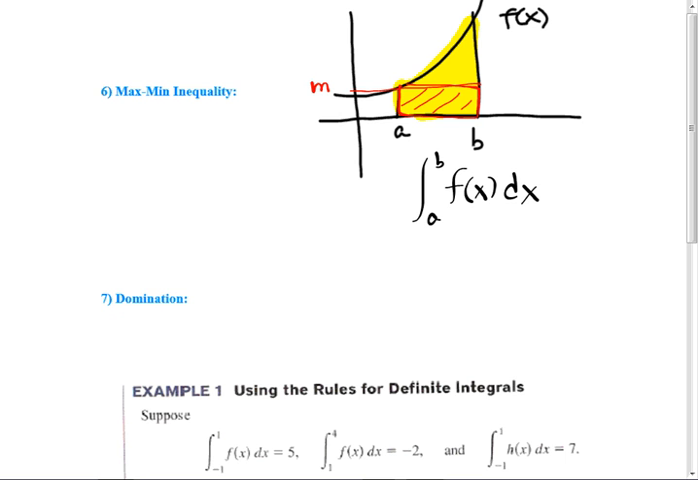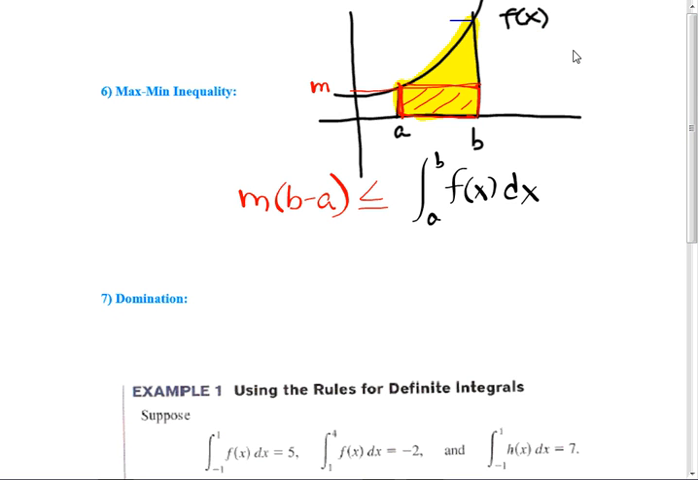The yellow is bigger. So I'm going to get an inequality. That's bigger than, what is that area? How do you find it? It's the height times what? b minus a. Is that okay? So I know the actual area is bigger than that area, that rectangle. And if I know where this point is and this point is, I can find that. That's easy.